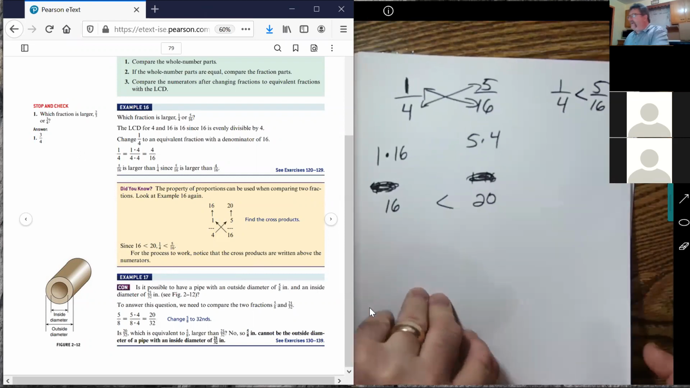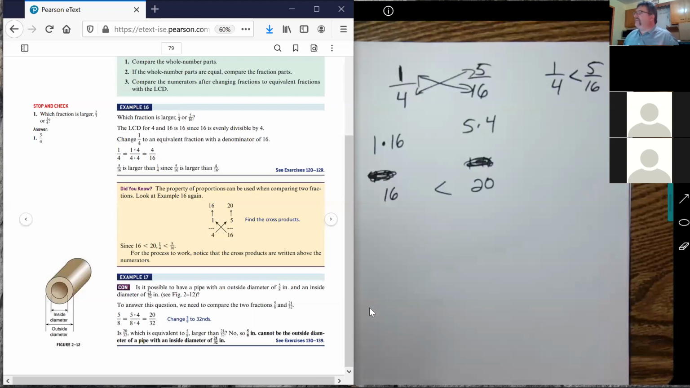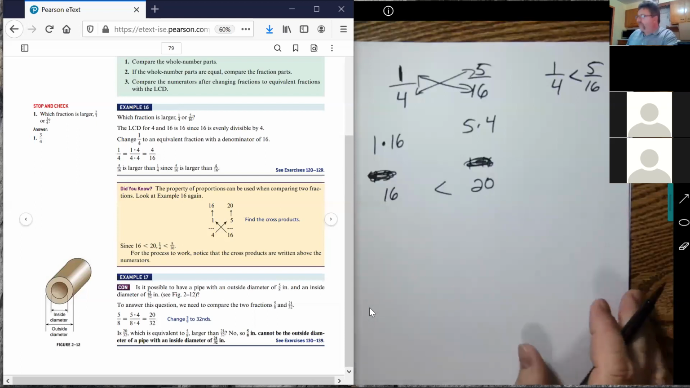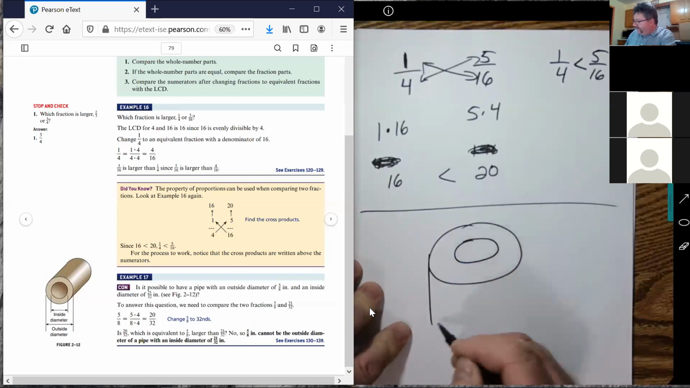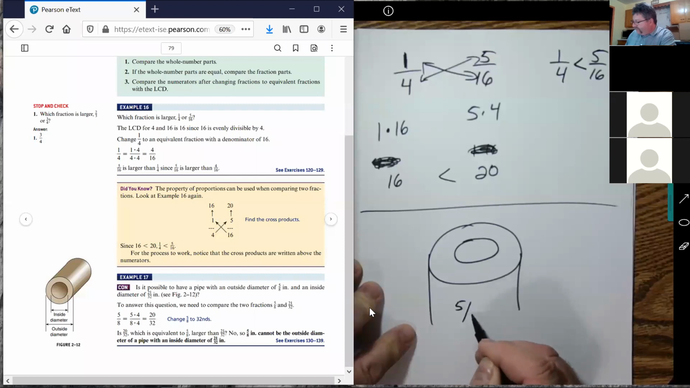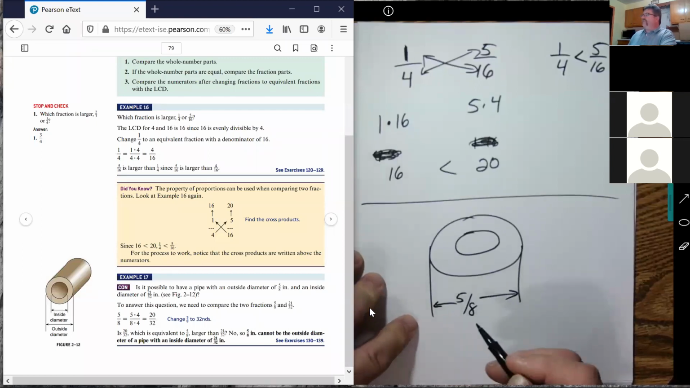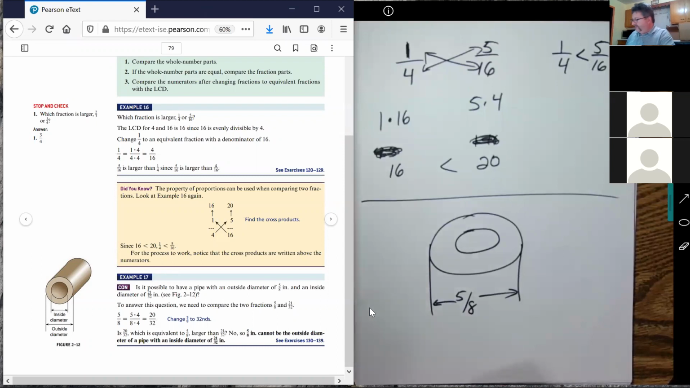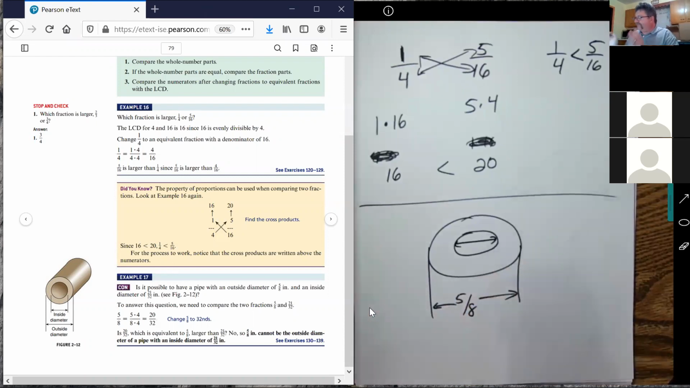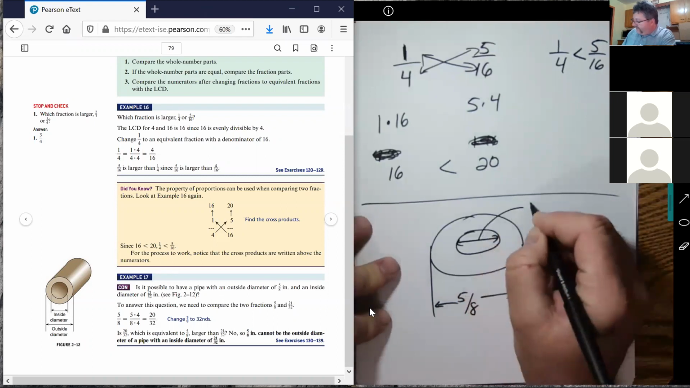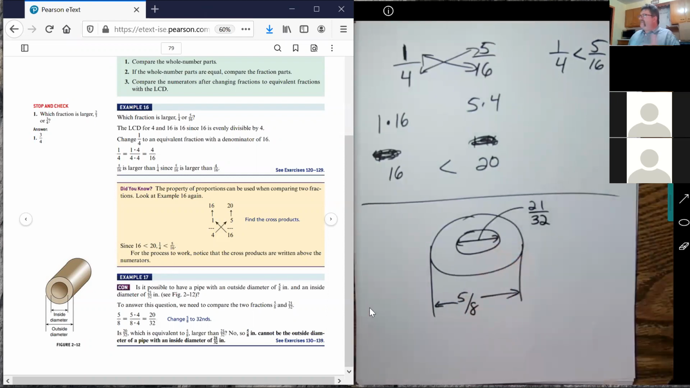Example 17, is it possible to have a pipe with an outside diameter of 5/8 and an inside diameter of 21/32? Is it possible, or does it make no sense whatsoever? Can this dimension be 5/8? Oops, and I just wrote the slanted slash, because that's what I do in my other life. I deal with pipe sizes and I write it like that, 5/8, but work with me. Sorry about that. In math, I want to be real good about fractions having a top and a bottom, not a slanty slash. And the inside is 21/32. I'm just going to write it here so we can see it. Does this even make sense?